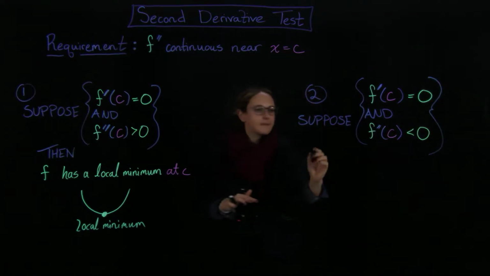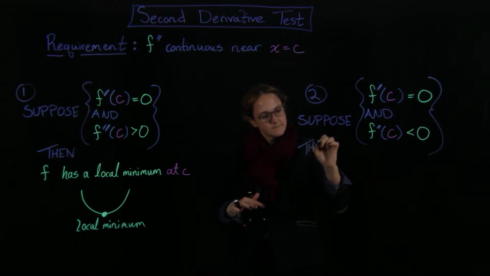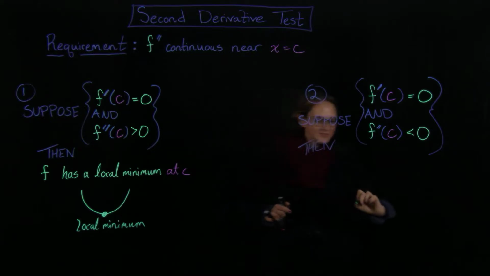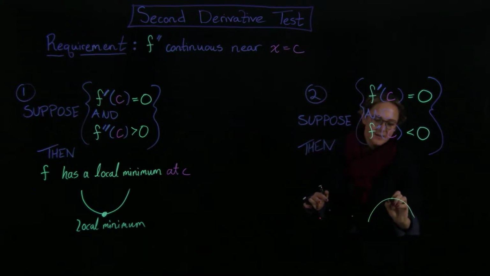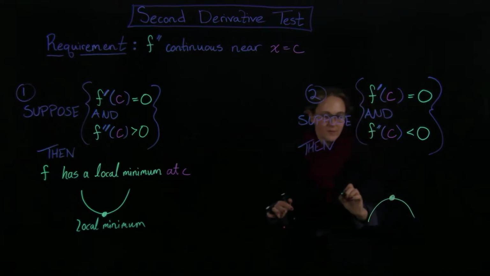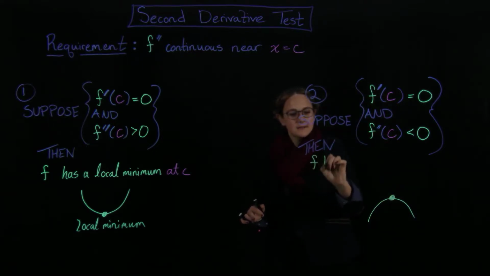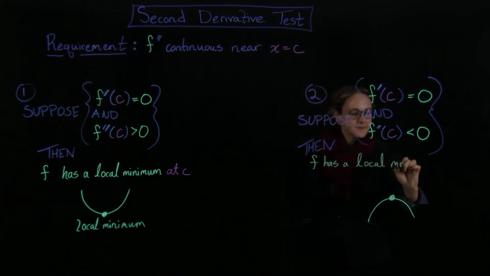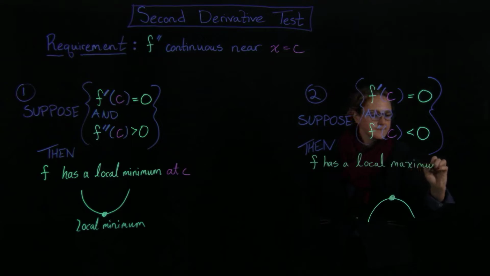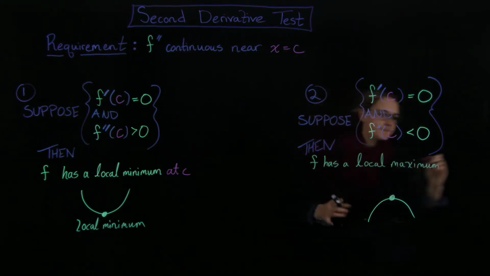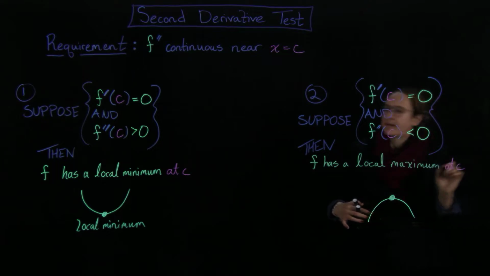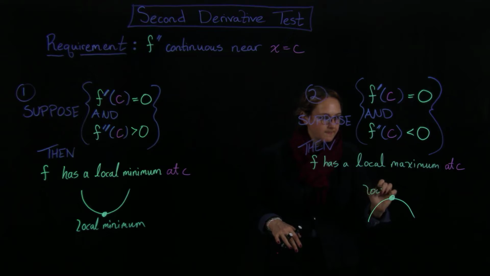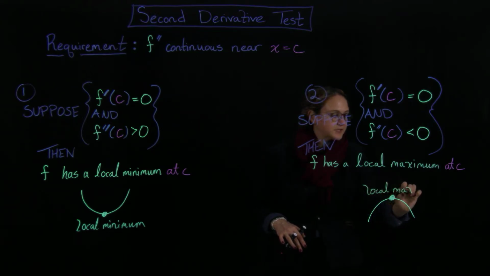then let's draw the picture. I'm concave down. I'm looking at where it's flat, so I'm looking here, and you can tell this is a local maximum. So then f has a local maximum at this value C, when x is equal to C. And so this is where I have a local maximum. From the picture, you can kind of tell.